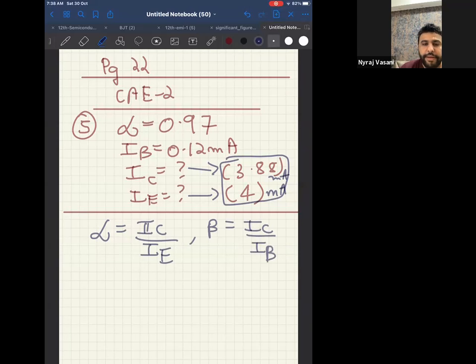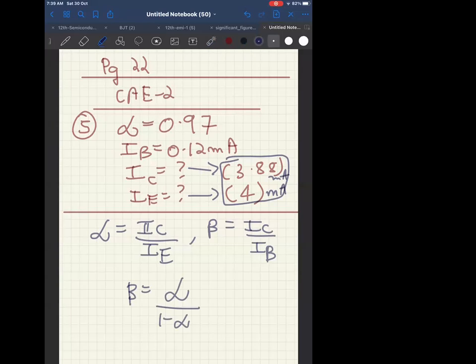Anyone understood? Now, beta, I don't know. IC, I don't know. But IB, I know. But I know alpha. Can I get beta first? I know alpha. Can I get beta? Tell me, if I know alpha, what is beta in terms of alpha? Can I say beta is equal to alpha by 1 minus alpha? Is this formula correct that I've written on the screen? Just check.